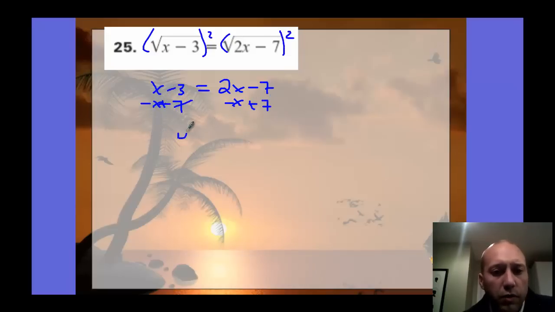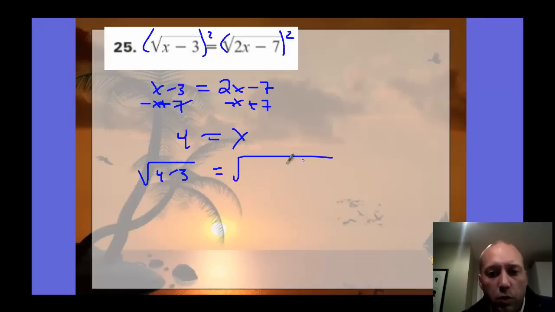So we can add 7 to both sides. So we get 4 equals x. So you can double check that by plugging that back in. So you have the square root of 4 minus 3 equals the square root of 2 times 4 minus 7. And you get the square root of 1 equals the square root of 1. And 1 equals 1, so that checks.